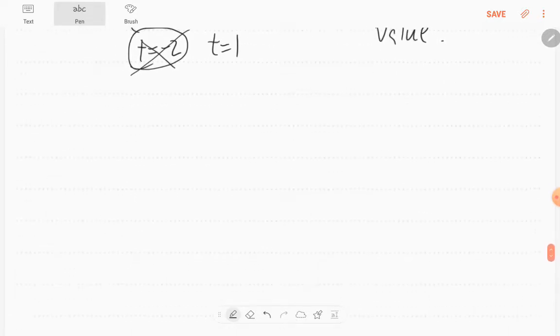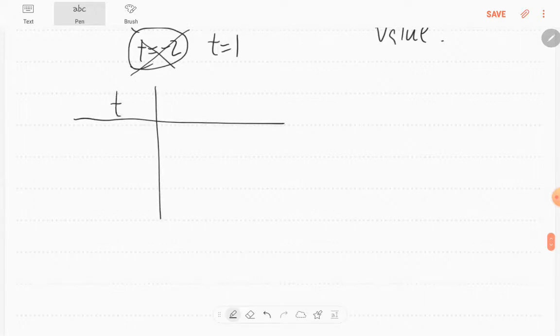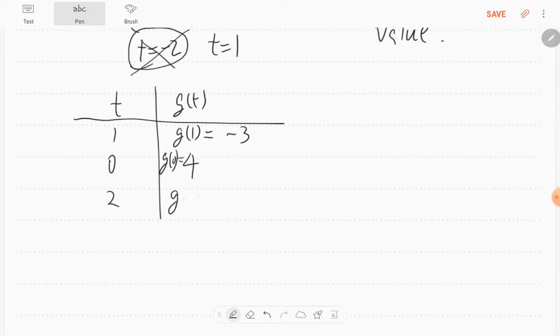Okay? Then the second step is still to compare the numbers. So we have 1. The endpoints are 0 and 2. So g of 1, we do the calculation, is -3. And g of 0 is 4. G of 2 equals 8. So compare these three numbers. This would be the absolute minimum value. This would be the maximum value, the absolute max. Right. So for a different domain, you may have different answers.